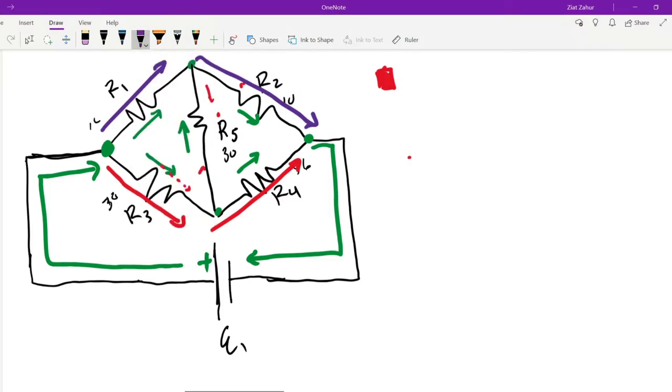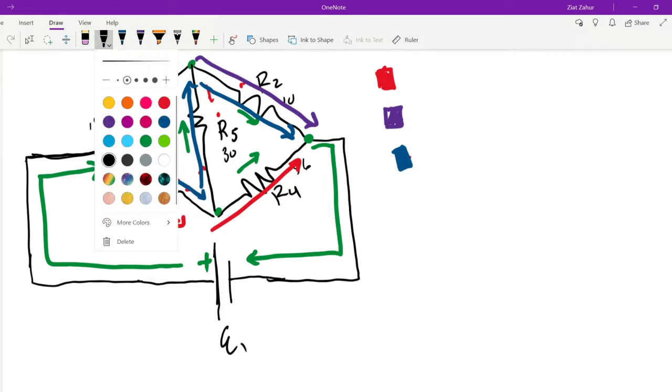Purple. Blue will be down 30, up the R5, down the 10. Okay, we have 3 loop rules already. Now technically I need 5 equations. I can supplement our 5 equations with some junction rules. So let's go and write down. Let's start with red. So starting with red.